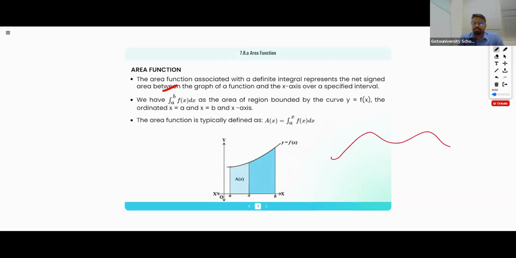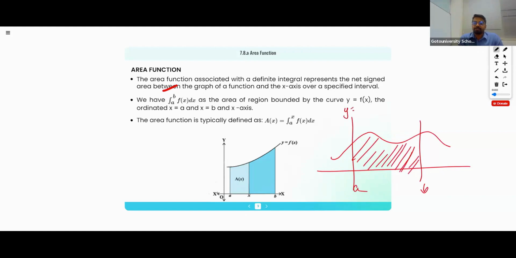The function is like this, and there's an x-axis, and we have limits a and b. So this is the area we are talking about. This is the area of the given function between a and b with the x-axis, and x equal to a, x equal to b, between the curve. So this is the region we are talking about. That is what is expressed here.